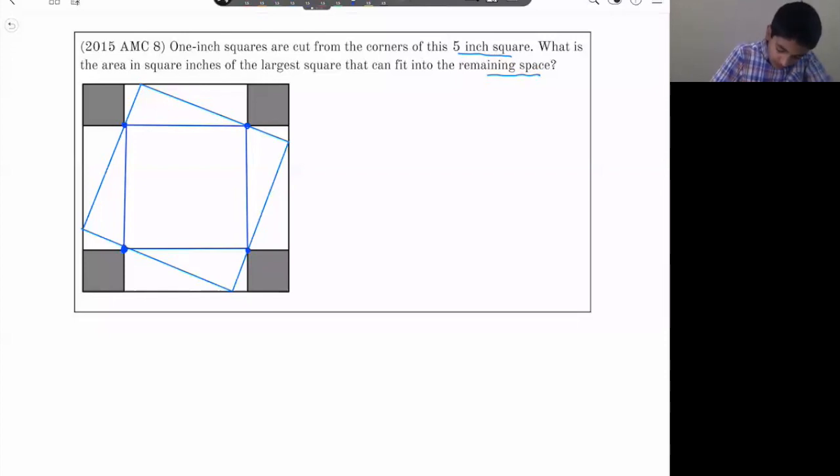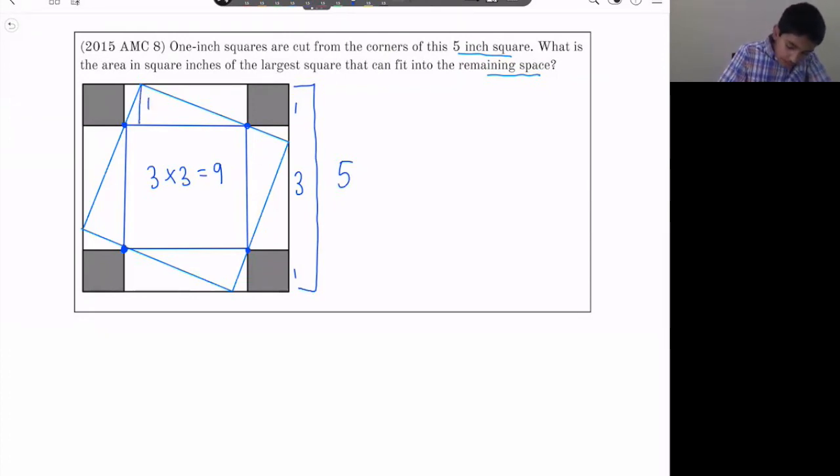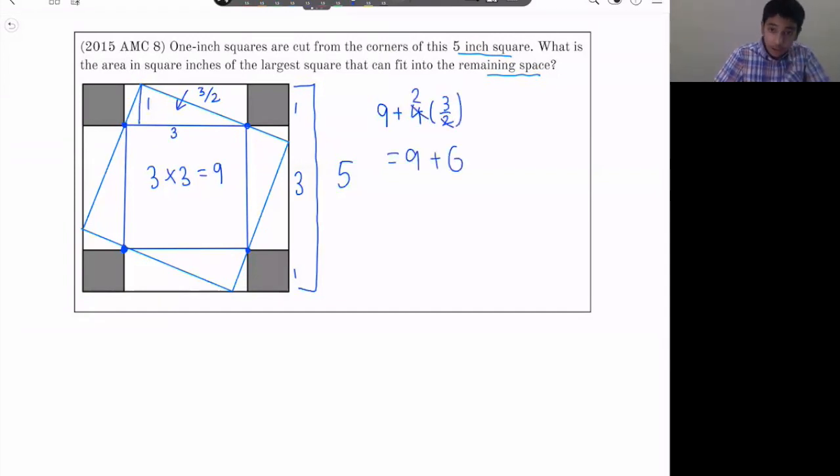We're given that the total side length is 5. This is 5, and these are both 1. So the middle part is 3. So now the middle part is just 3 by 3, or 9. Now all you have to do is find the area of each of these 4 triangles. The height is 1, the base is 3, so the area is 3 halves. Each of these triangles has an area of 3 over 2. So the total area is 9 plus 4 times 3 halves, which is 9 plus 6, which is 15. And that's our answer. Any questions?